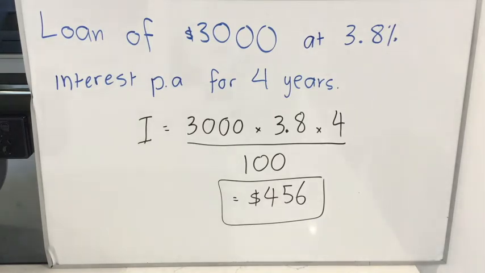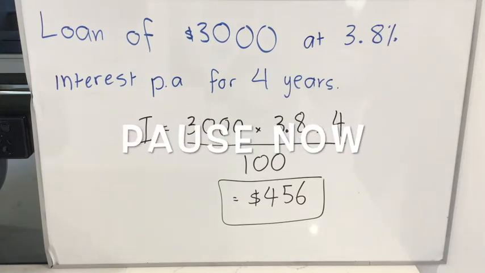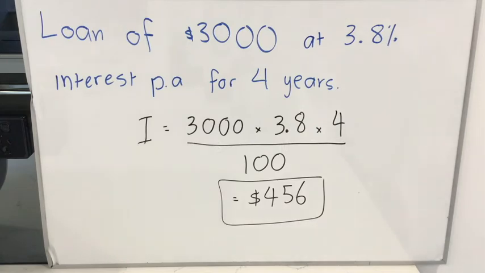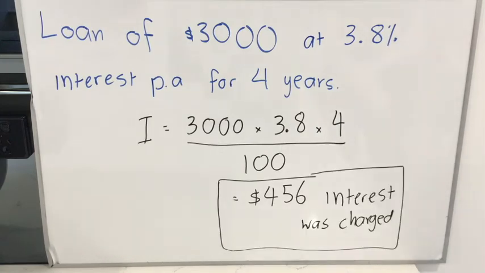So what is that $456? If you can write it with a bit of context, that's how we answer these questions. Have a go at that. To relate it back to the question, we could have said $456 interest was charged. Or you even just could have said $456 interest. That still would have been good. But at least now it's related back to the question.